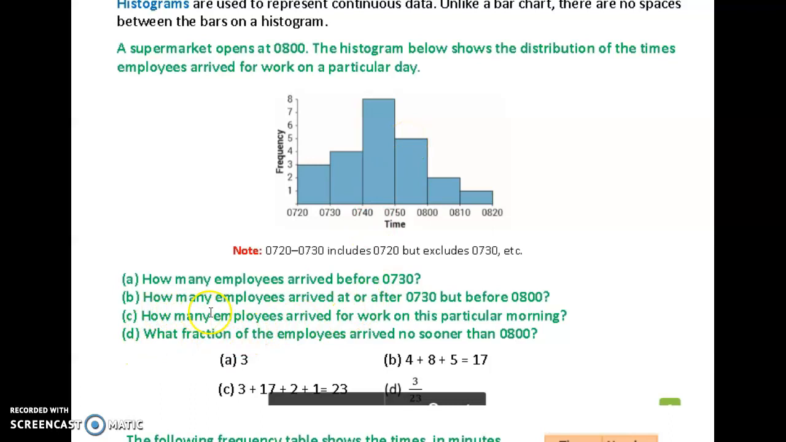Then the next one's how many employees arrived for work on this particular morning. So we add them all up, and we have 3 plus 4 plus 8 plus 5 plus 2 plus 1, so that's 23. And then what fraction of the employees arrived no sooner than 8? No sooner than 8 means after 8. Well, how many arrived after 8? That was 2 and 1 is 3. So that's 3 over 23.